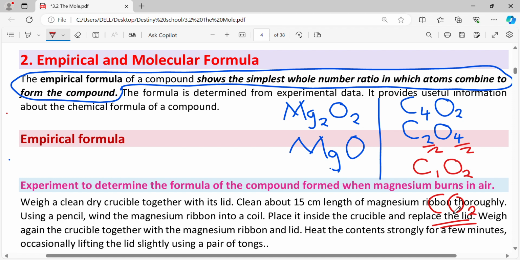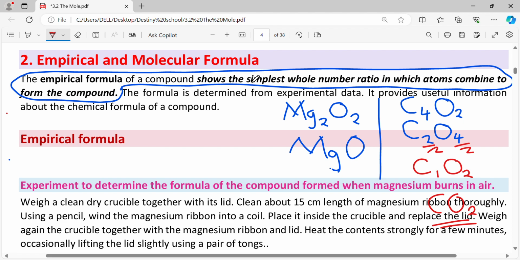Why am I calling them empirical formula? I'm calling them empirical formula because I've simplified their formula. I've not left their formula the way it was at the beginning, because I've simplified them. So when you simplify this chemical formula, whatever you remain with is called the empirical formula. And they have whole numbers. You don't divide in a manner that you now have decimals. No. You should always have whole numbers. So that is what an empirical formula is.